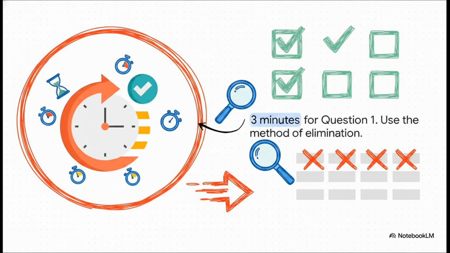Let's start right at the top with question 1. You have a strict 3-minute limit here. That's it. Your only goal is to find 4 explicit facts using the exact specific lines given to you in the prompt. The ultimate strategy? The method of elimination. Read carefully, cross out the obviously incorrect options, pick your 4 facts, and just move on. Seriously, no need to overthink the easy ones.